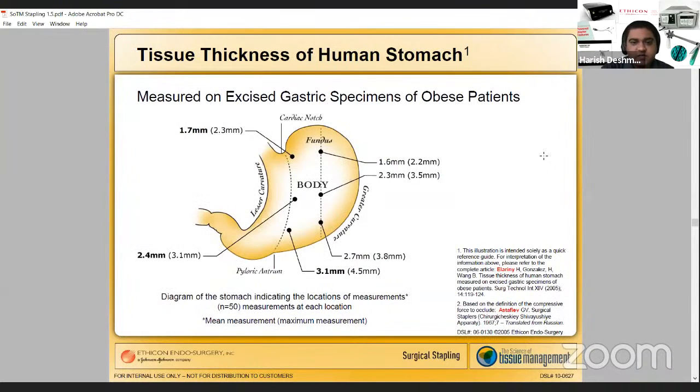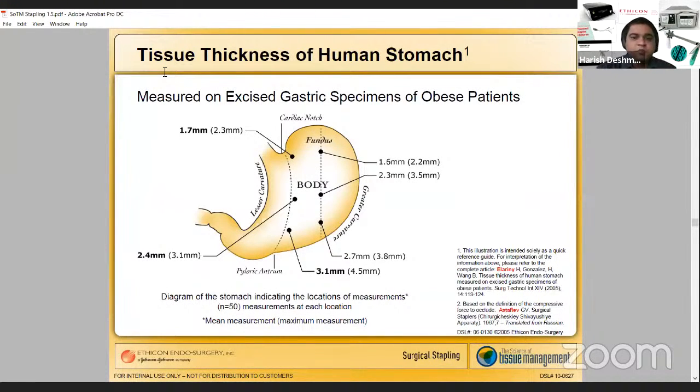This is also an interesting study, given by most of our bariatric surgeons. They consider it a landmark study, where they saw that there is varied tissue thickness within an organ. In the stomach, going from the lesser curvature towards the greater curvature, the lesser curvature has thicker tissue. Going from proximal to distal, the fundus is thinner than the pyloric antrum. So there is varied tissue thickness within an organ as well, and this has to be considered while firing.